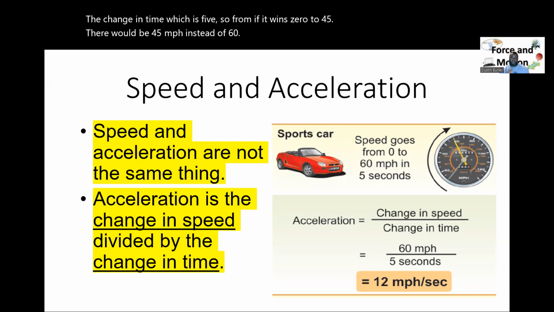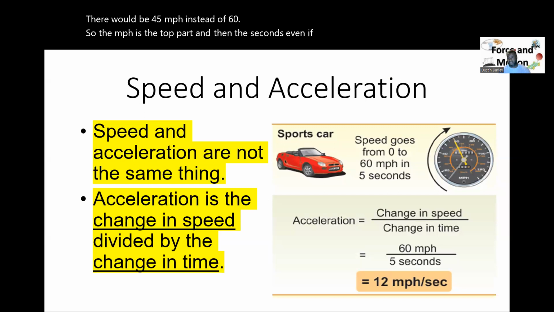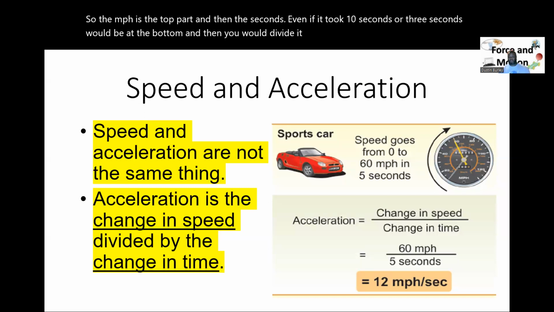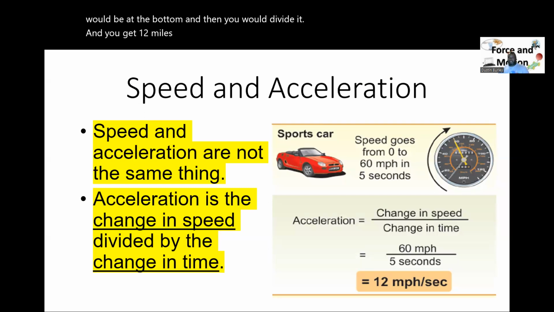So the miles per hour is the top part, and then the seconds, even if it took 10 seconds or 3 seconds, would be at the bottom. And then you would divide it and you get 12 miles per hour per second. So within that short time frame, it jumps 12 miles per hour in every second until it gets to 5. So make sure you're only writing the yellow part.